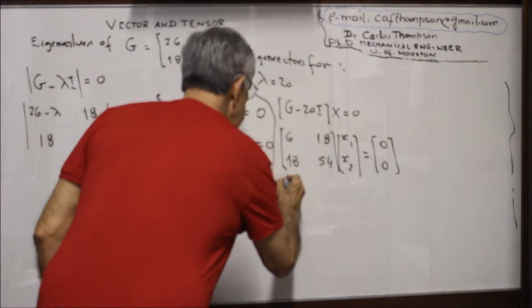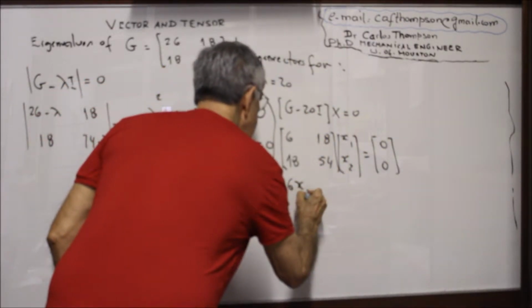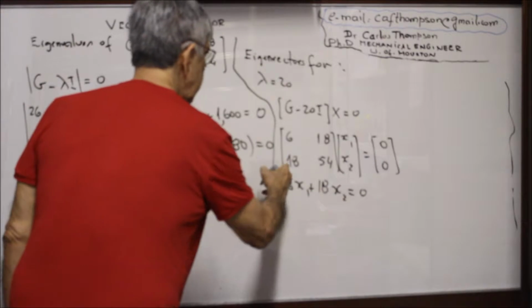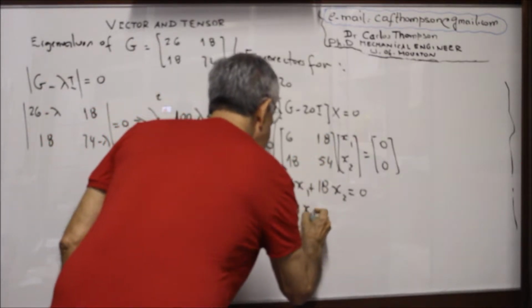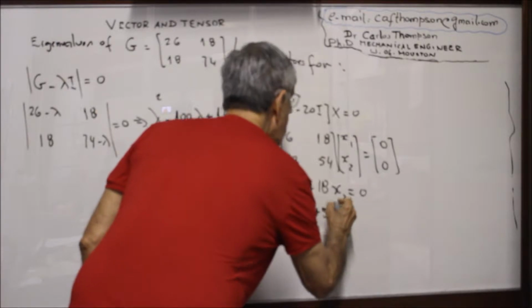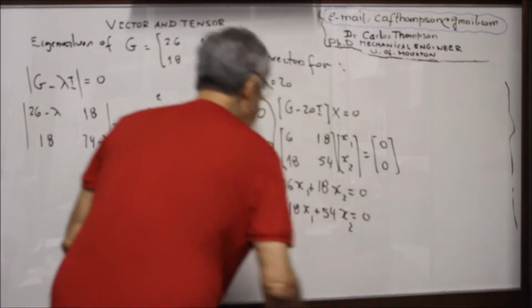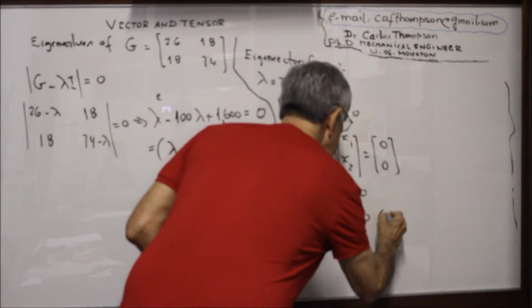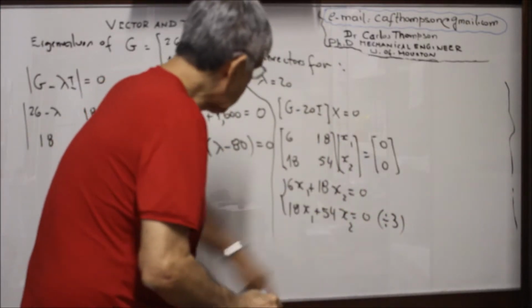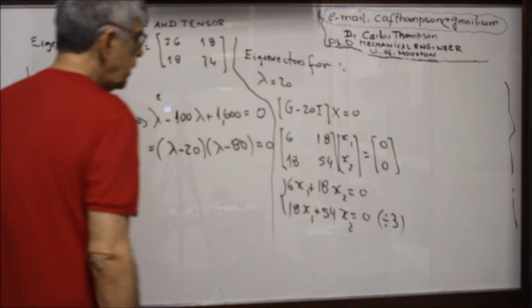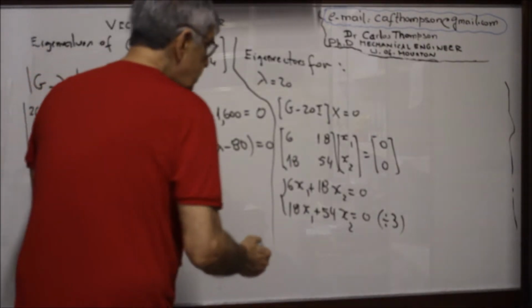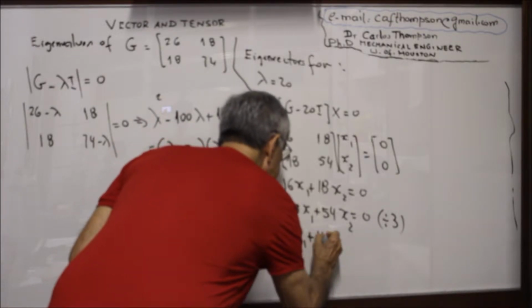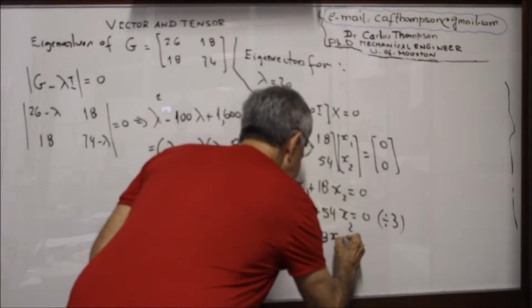From here we obtain 6x1 plus 18x2 is equal to 0, and 18x1 plus 54x2 is equal to 0. It's interesting because if we divide the second equation by 3, we get the first one. That implies that we need only one equation: 6x1 plus 18x2 is equal to 0.